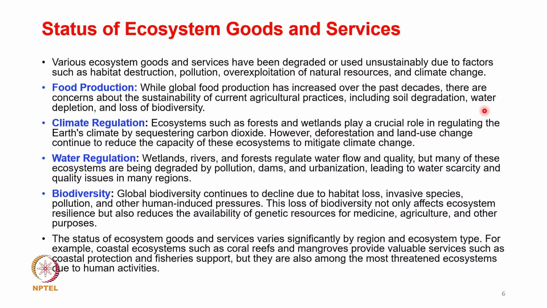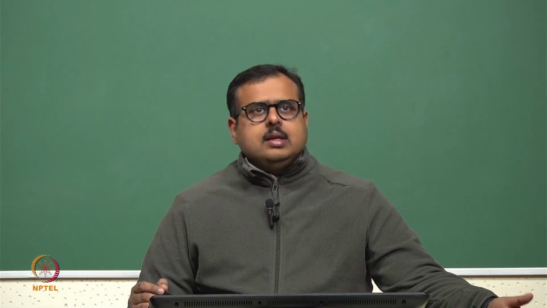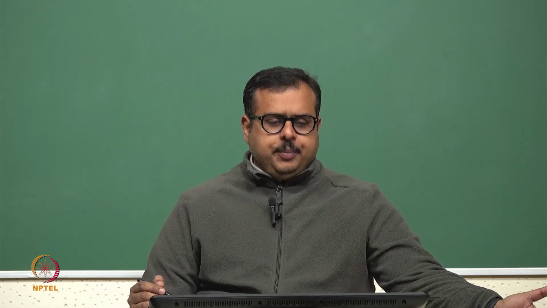While global food production has increased over a period of time, there are concerns about the sustainability of current agricultural practices, including soil degradation, water depletion, and loss of biodiversity. So you say that global food production has increased, which is an indication of monetary benefit and therefore an indication of GDP. And what is happening? Soil degradation is happening, water is depleting, and even there is a loss of biodiversity.